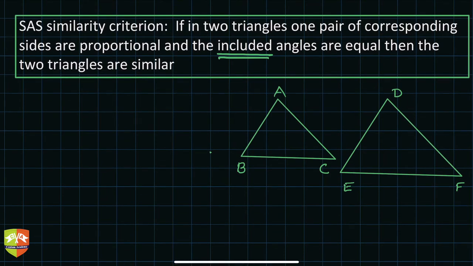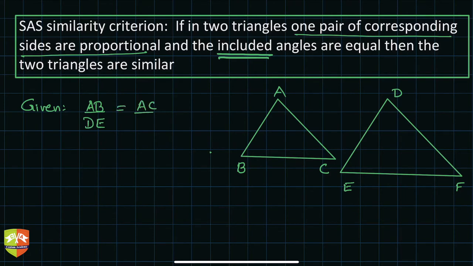Now, what's given? Given is this, that one pair of corresponding sides are proportional. Pair of sides are proportional, meaning AB by DE is equal to AC upon DF. It's given. And included angle. Now, hence I highlighted this word included. Included means the angle between the two sides which are proportional. So in this case, this angle is the included angle. So AB and AC I'm taking. AB and AC are the sides which are proportional to the corresponding sides of the other triangle. So hence this angle is equal to this angle. Okay, so this is given.